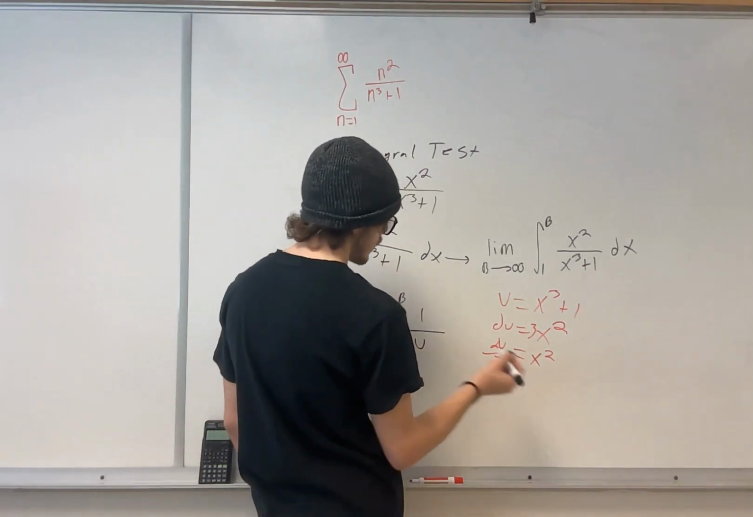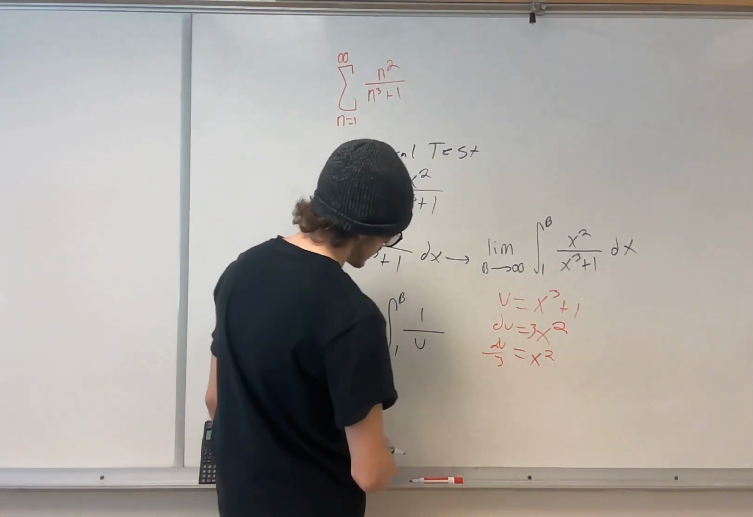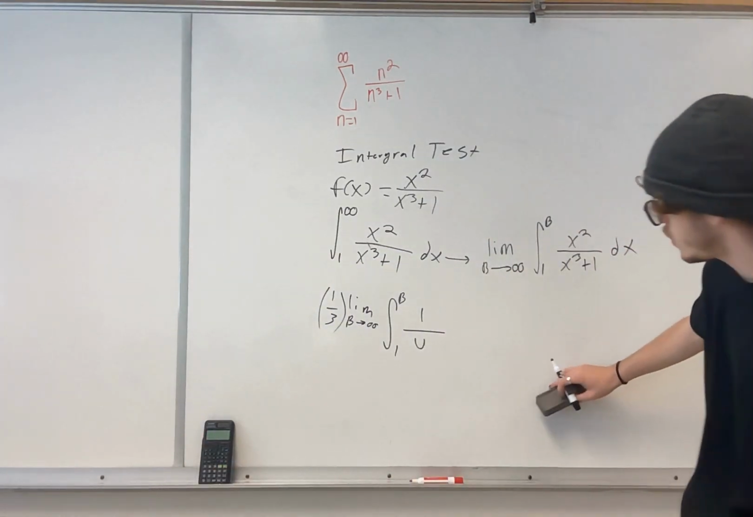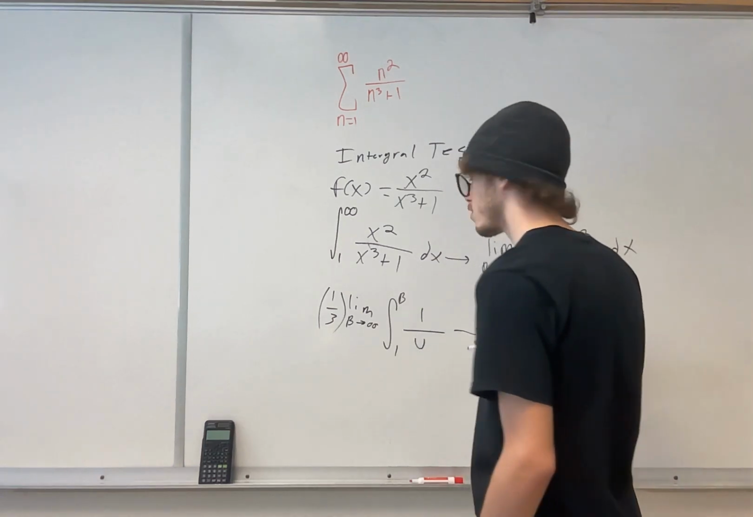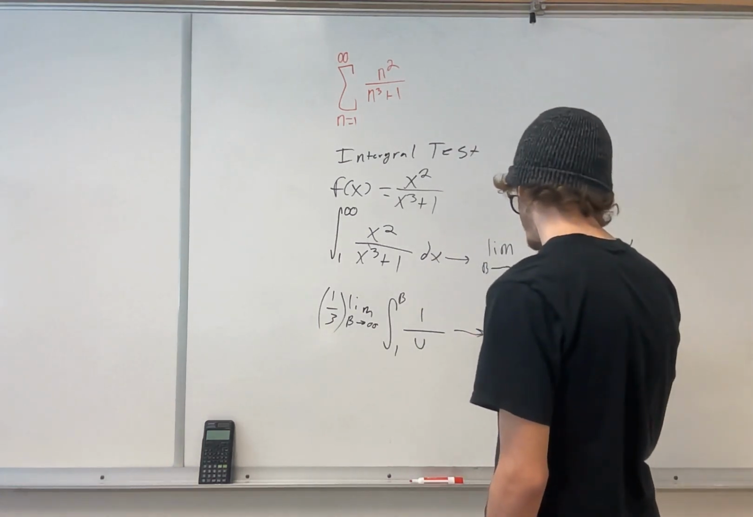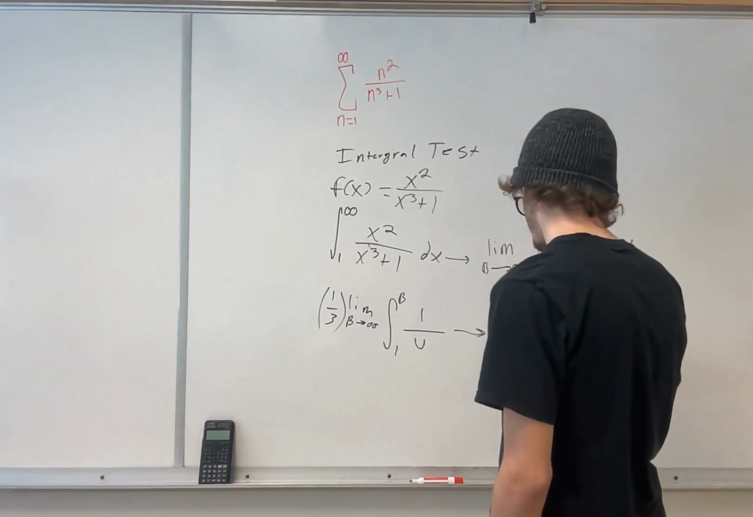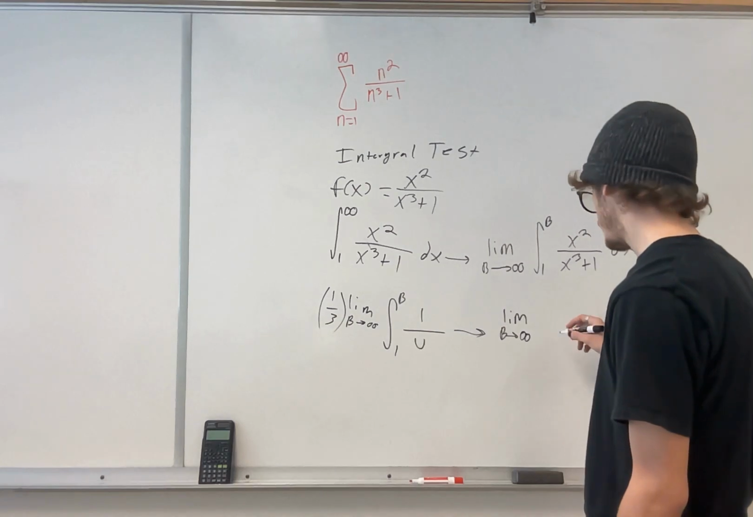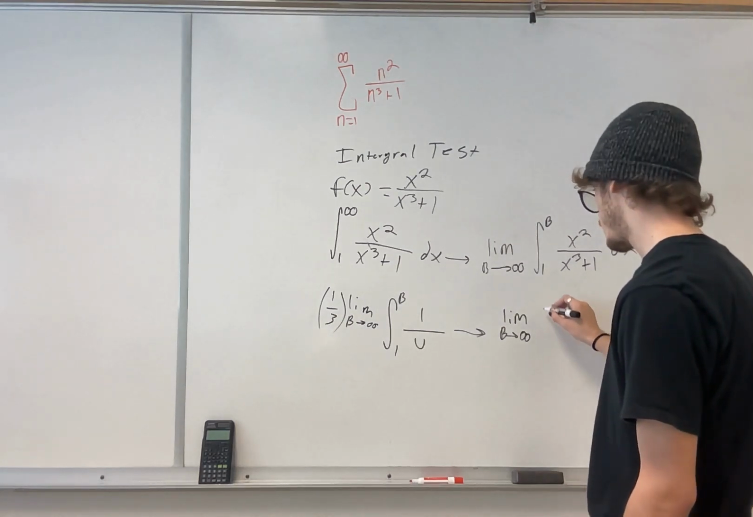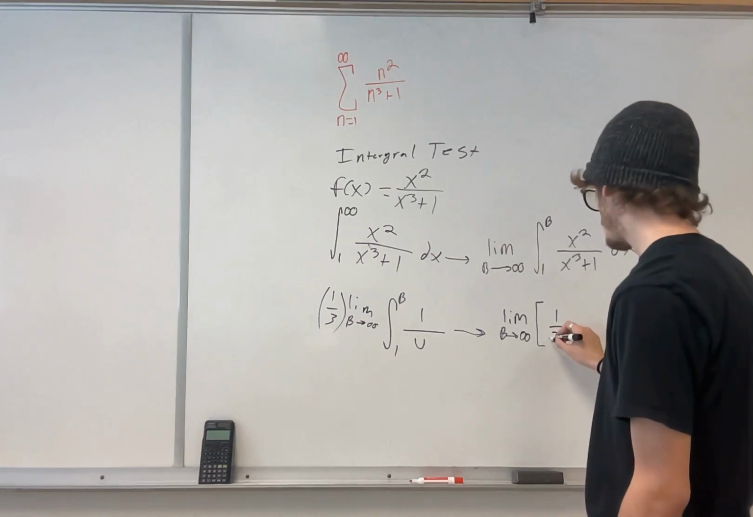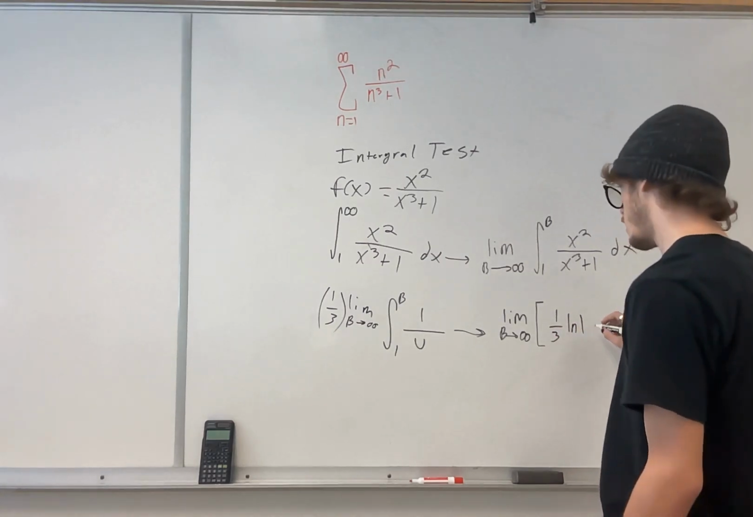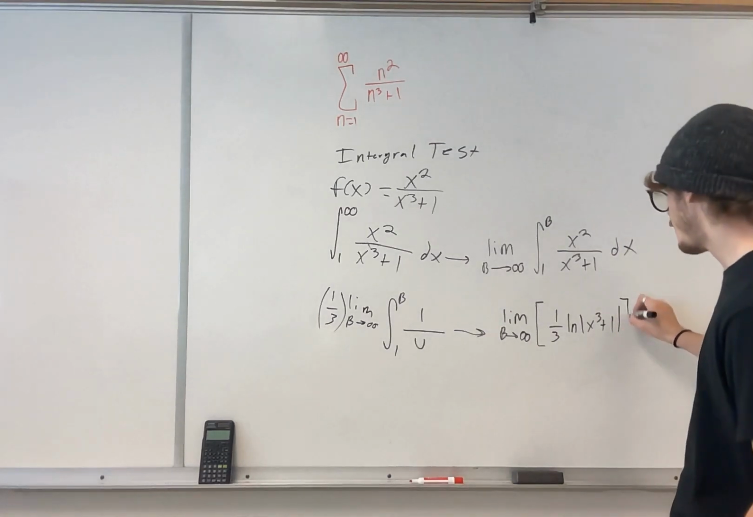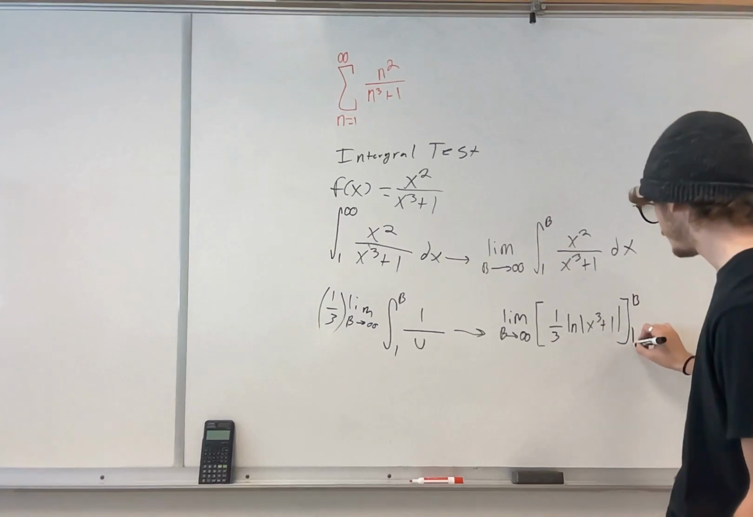Okay, so this is 1 over u. This means that this is a natural log when evaluated. Just looking at it, because the integral of 1 over u is natural log absolute value. So this is going to be the limit as b approaches infinity of 1/3 ln of x to the third plus 1, evaluated from 1 to b.